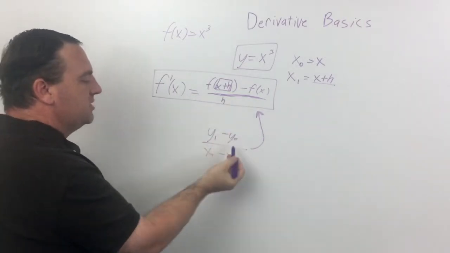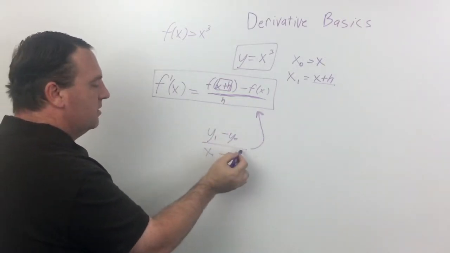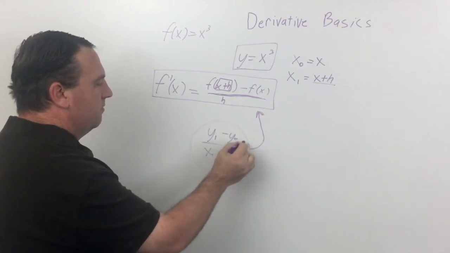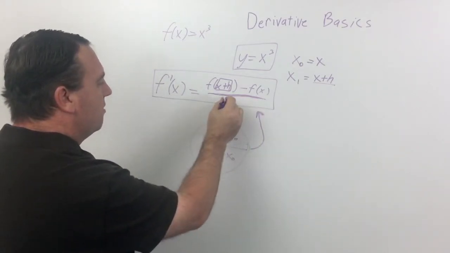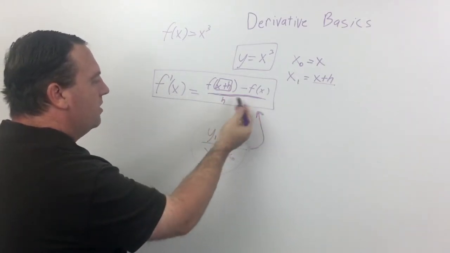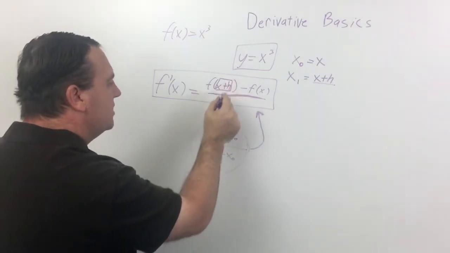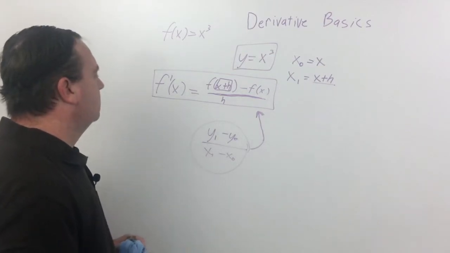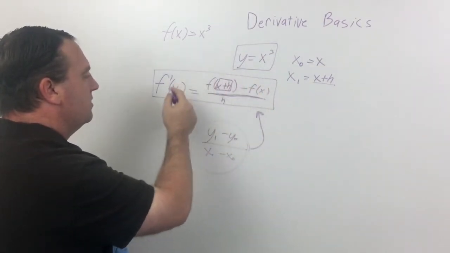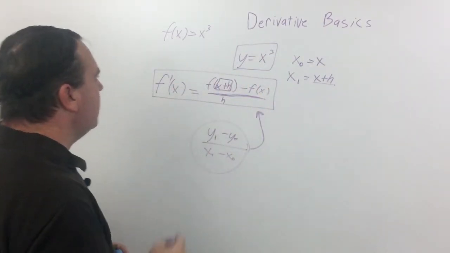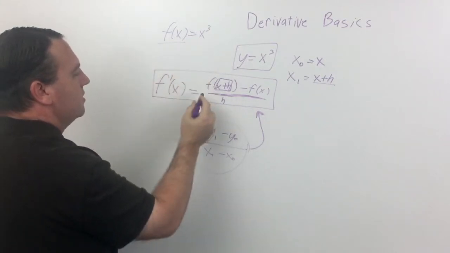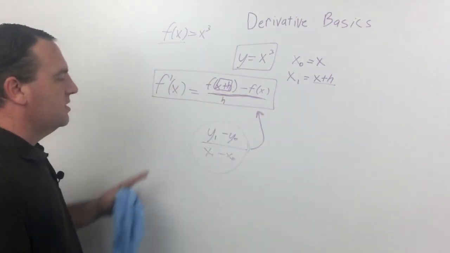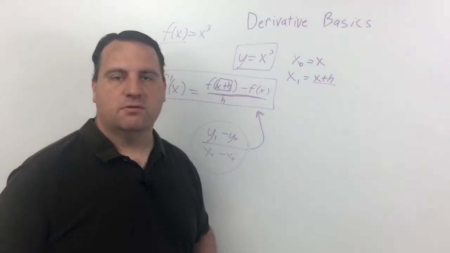This formula is basically just a restatement of the slope formula. Okay, so you should memorize this, but realize where it came from. It is literally the slope between two points that are h apart. And then we can take any f of x that we want and plug it into this formula to find out what the derivative is.